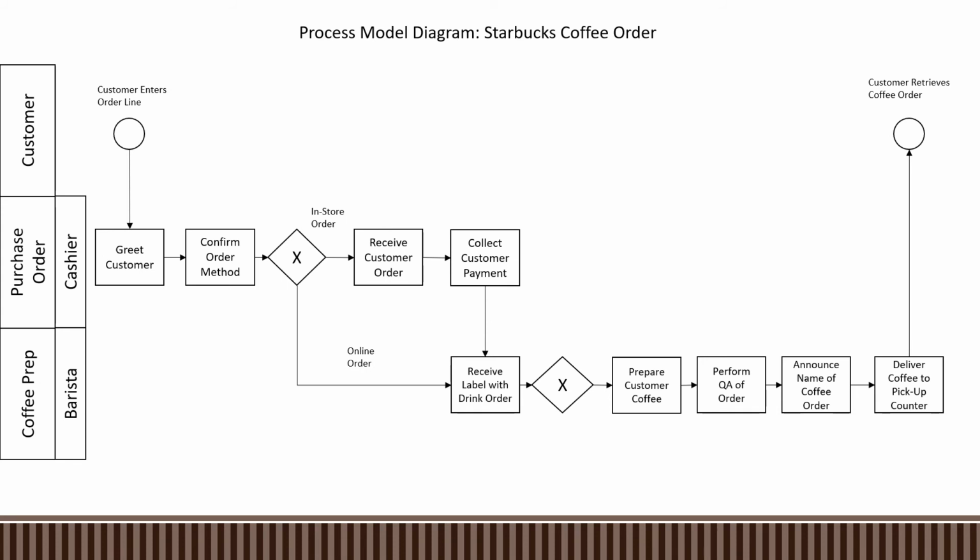Now, when the customer enters the store, the cashier would greet the customer and confirm whether the order was placed in store or online. If the order was placed online, then the drink label would have already been printed for the barista. If the order was placed in store, then the cashier will receive the customer order and collect the customer payment, which would then print the drink label for the barista.